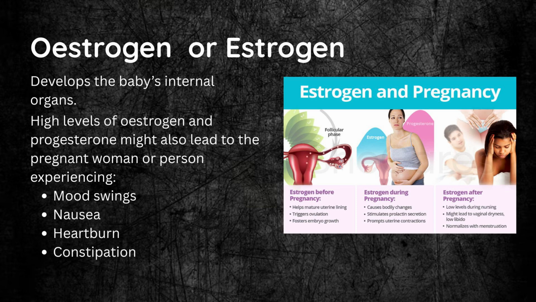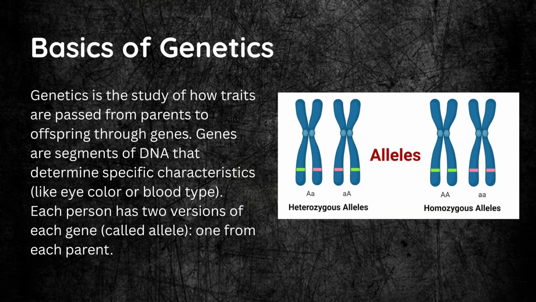High levels of estrogen and progesterone might also lead to the pregnant woman or person experiencing mood swings, nausea, heartburn, and constipation. Let us now dive down to the basics of genetics.